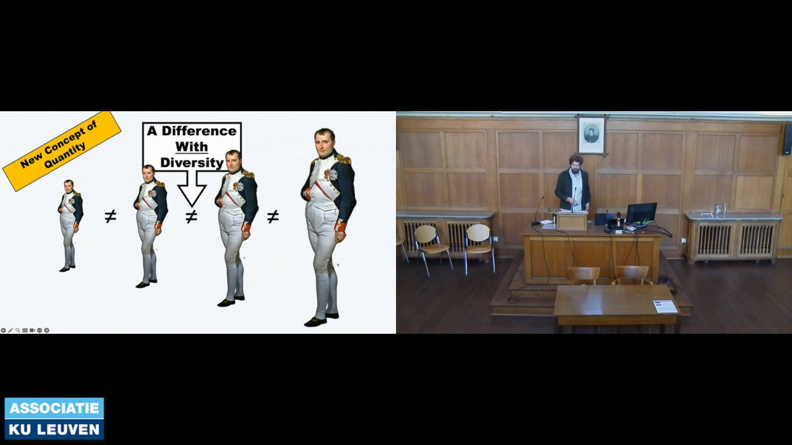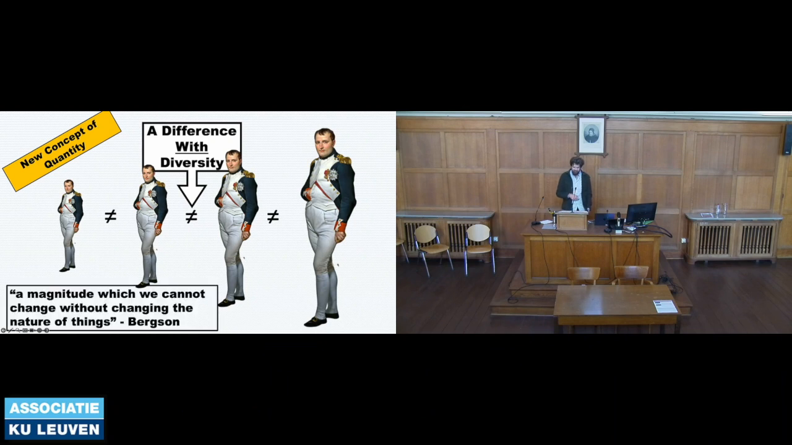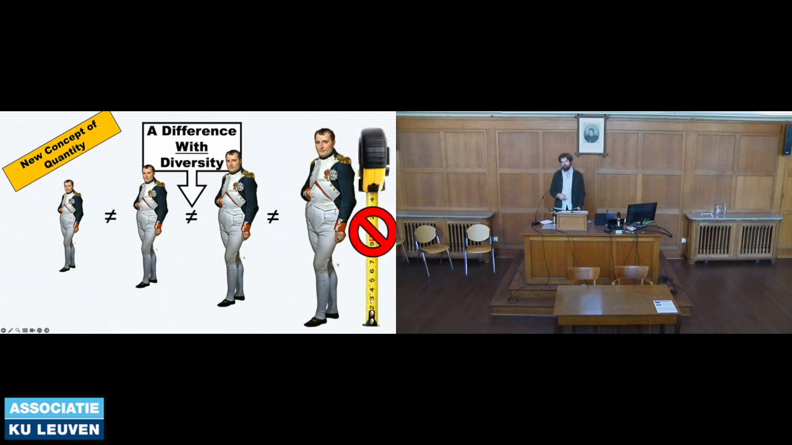A bigger Napoleon, for example, is something different than a smaller Napoleon. Again, as Bergson says, this new idea of quantity is a magnitude which we cannot change without changing the nature of the thing. But this completely changes our idea of quantity. For example, the idea of measure must then be dropped.